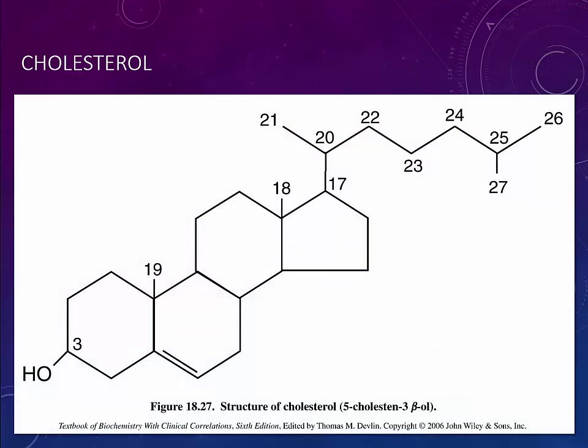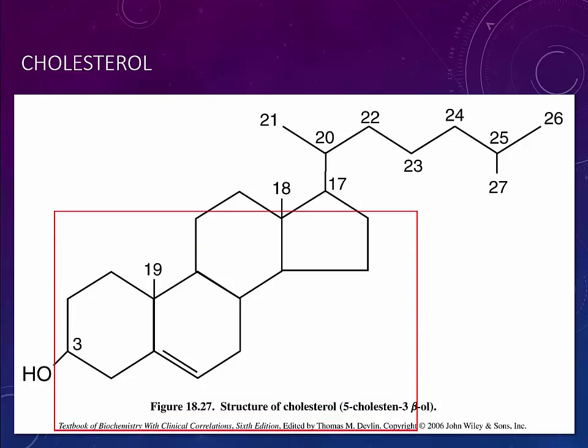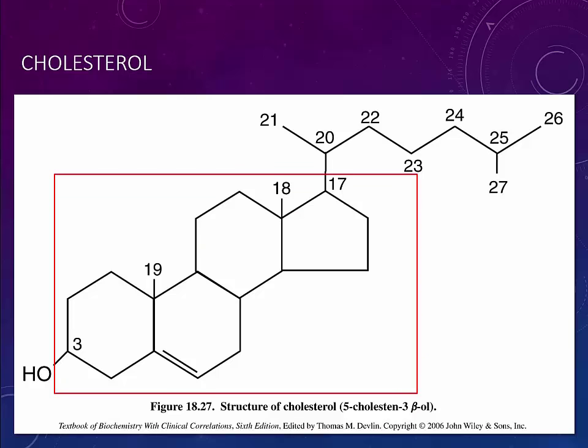So here we go, ladies and gentlemen. Here it is, cholesterol. You should be able to draw this structure. You should know this ring system very, very specifically. Cholesterol, or 5-cholesten-3-beta-ol, has a very signature structure. These three six-membered rings joined together with this five-membered ring are so easy to spot.